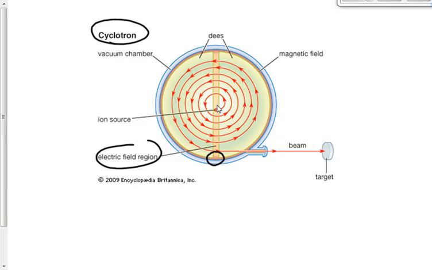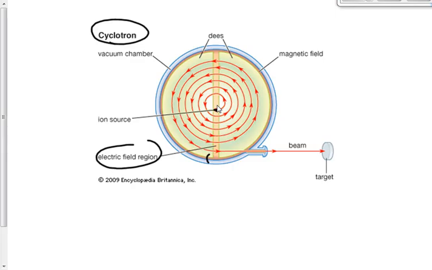Speeds up, right? A charged particle accelerates across the potential difference. It's like a car going down a hill. So now we've got this charged particle speeding up a little bit. Now it goes through a magnetic field.